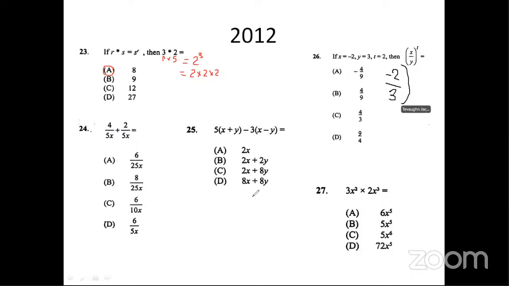So wherever our x is, we're putting -2. Wherever y is, we're putting 3, and our t is 2. We have an index outside of a fraction, so the index is distributed over all the numbers in the fraction. It's the same thing as saying, how many times should I multiply this fraction? I'm multiplying the fraction twice.